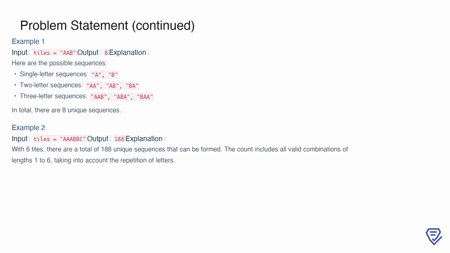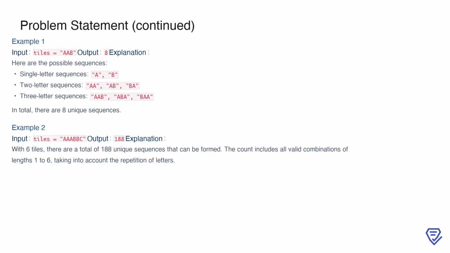Let's look at an example to understand this better. Suppose the input tiles is equal to AAB. From these tiles, we can create sequences of different lengths. For single-letter sequences, we have A and B. For 2-letter sequences, we can form AA, AB, and BA. For 3-letter sequences, we can get AAB, ABA, and BAA. When we count all of these unique sequences together, we get a total of 8.